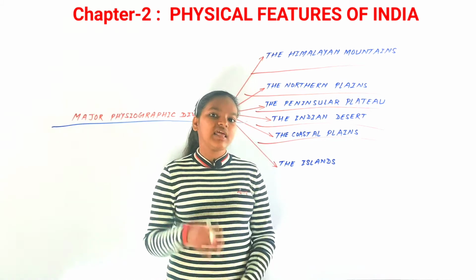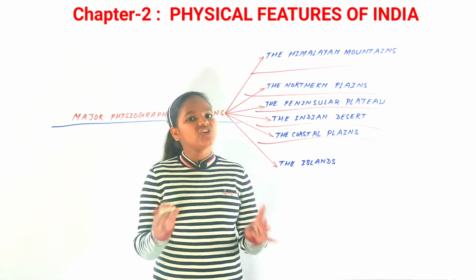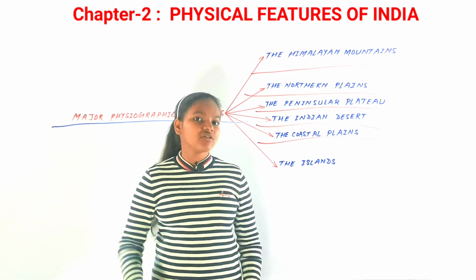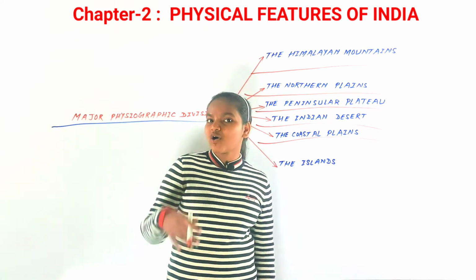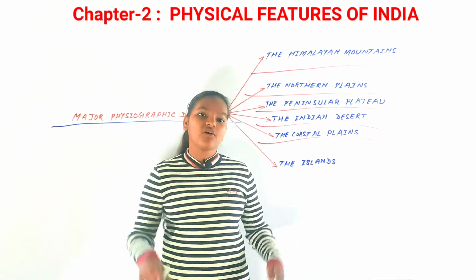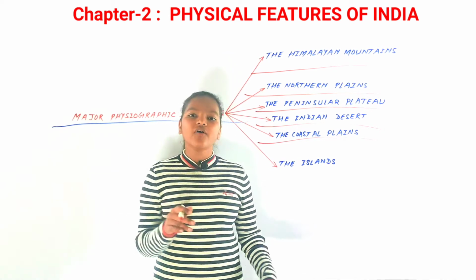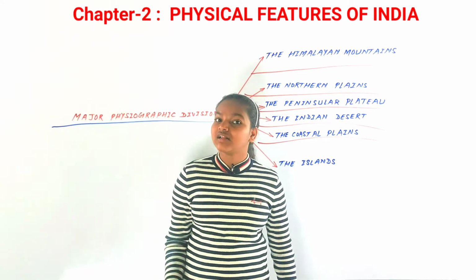Lake Chilika is also one of the most important features of this coast. Lake Chilika, as all of you know, is the largest saltwater lake in India. That is also one of the most important features of the eastern coast. So that is about the western coast and the eastern coast, that are the coastal plains.